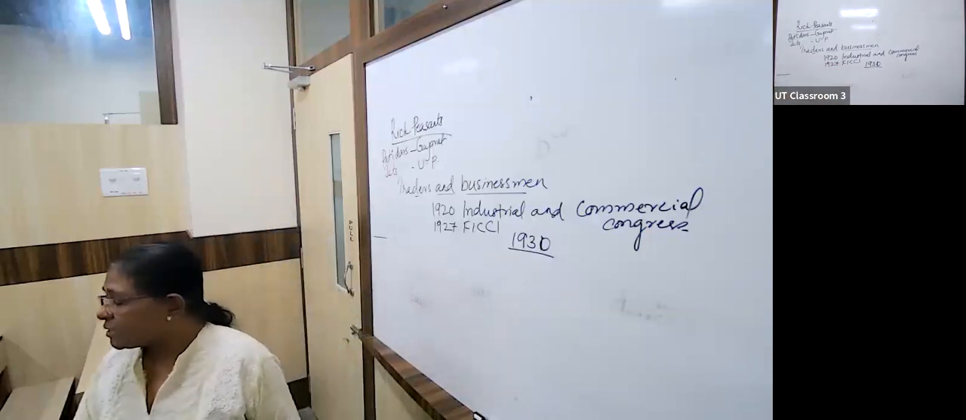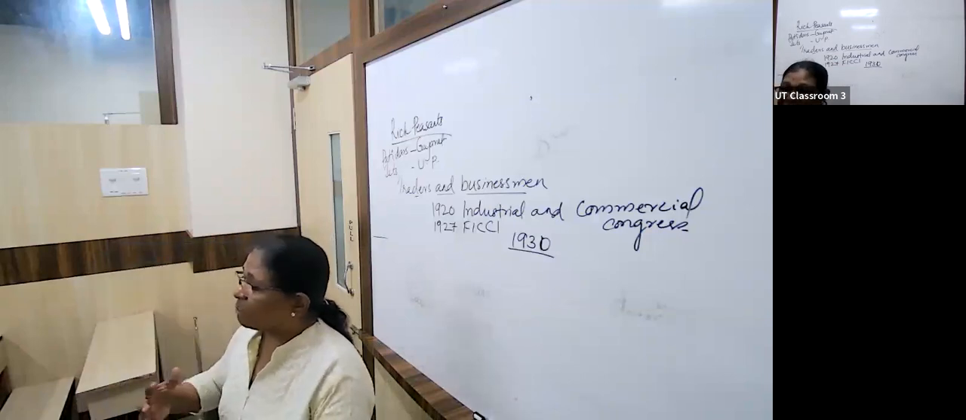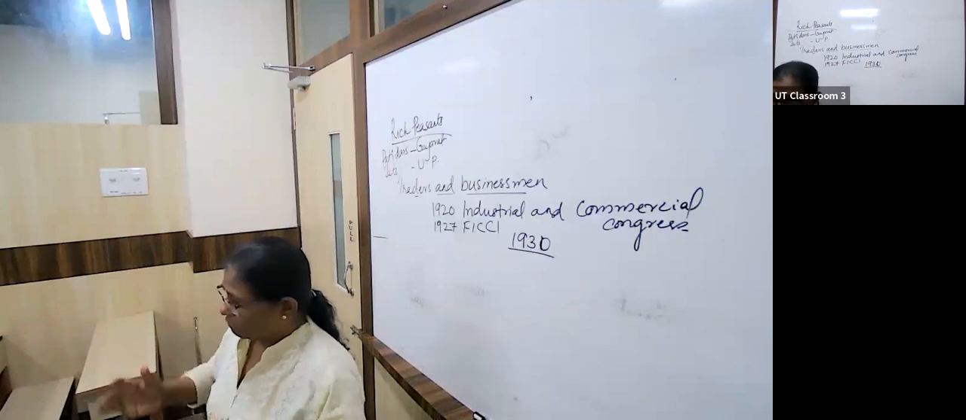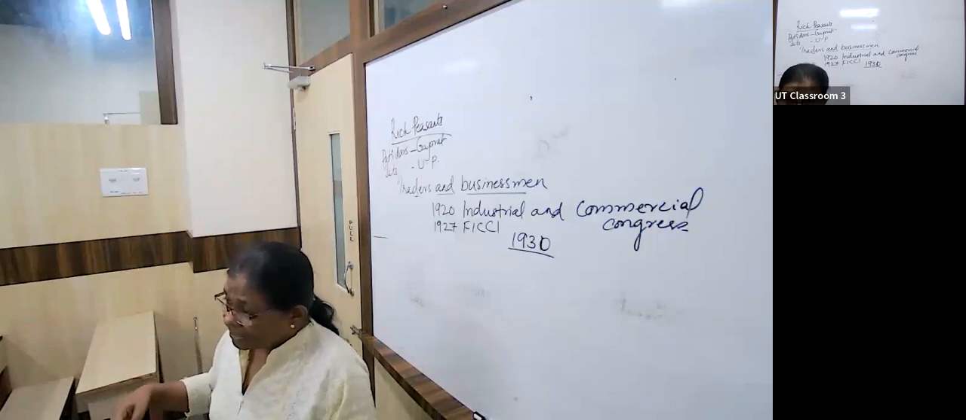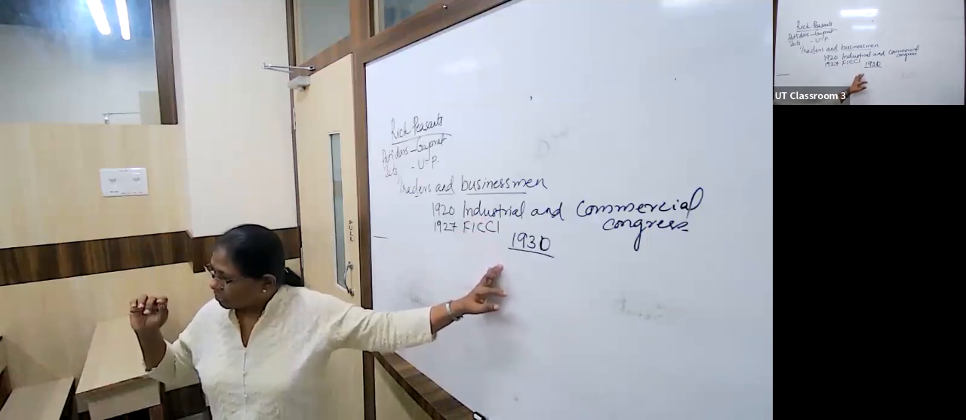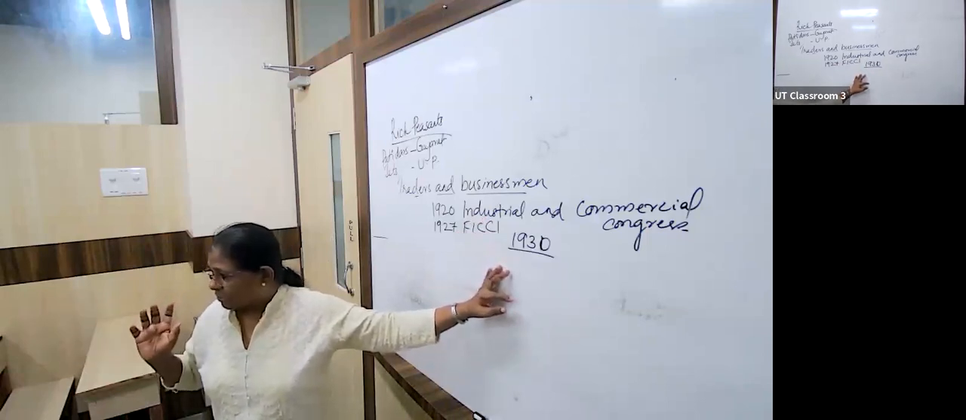The Muslim League participated, the Hindu Mahasabha participated, different sections participated. But the Indian National Congress is considered the representative of all the people of India. At that time the Congress had started the civil disobedience movement, so they did not participate in it.